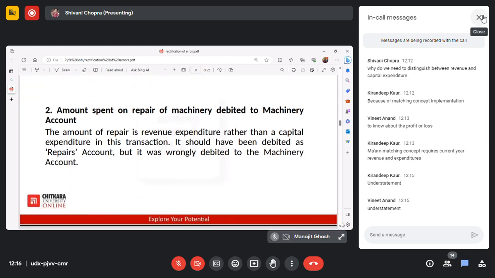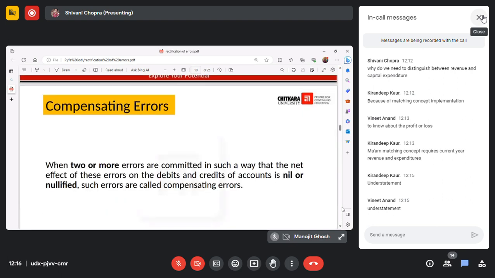Amount spent on repair of machinery debited to machinery account. What will happen in this case? The amount spent on repair is a revenue expenditure rather than capital expenditure. It should have been debited to repairs account, but it has been wrongly debited to machinery account. The same thing is happening here. So that is the error of principle.